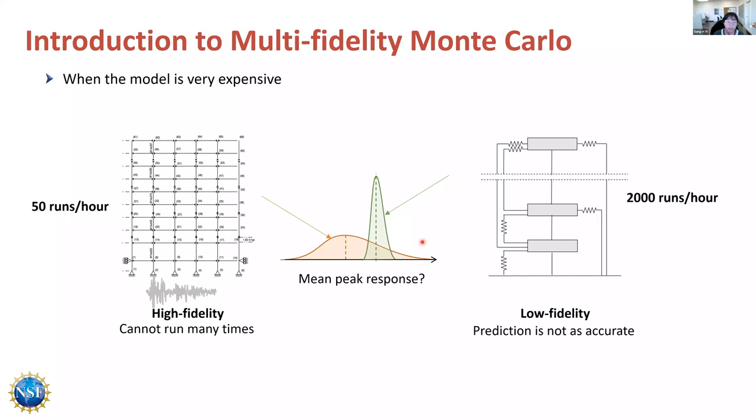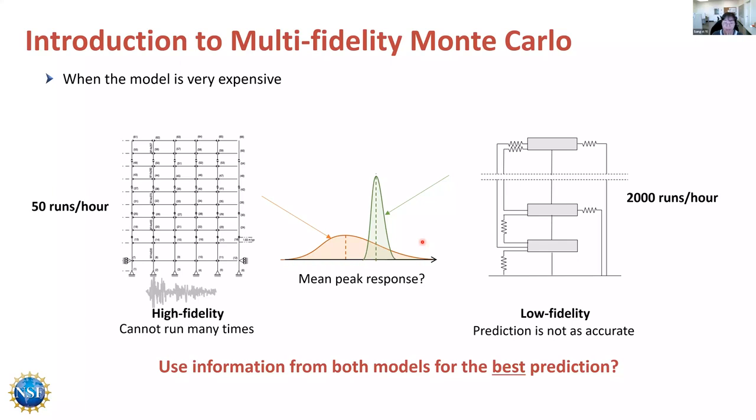So our question in multi-fidelity Monte Carlo is, can we use information from both simulation results to arrive at a best prediction? Best meaning we have smaller variance and also an unbiased prediction. And this is addressed by introducing multi-fidelity Monte Carlo simulation.